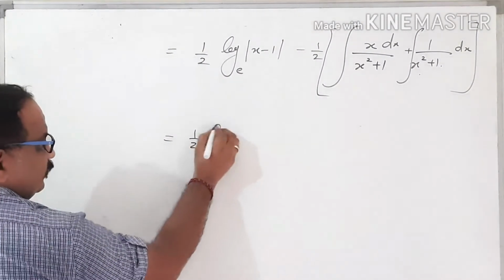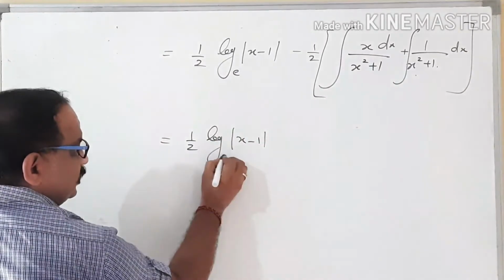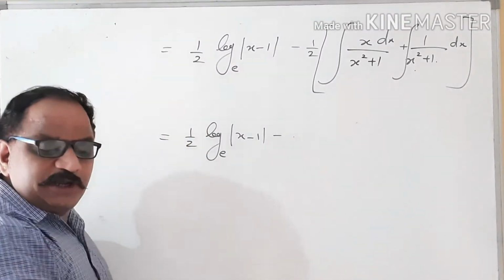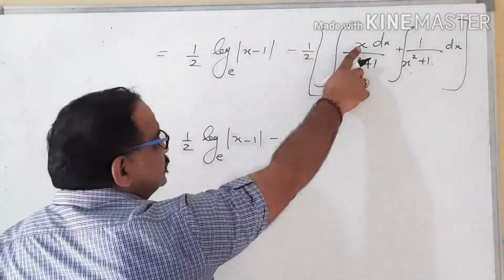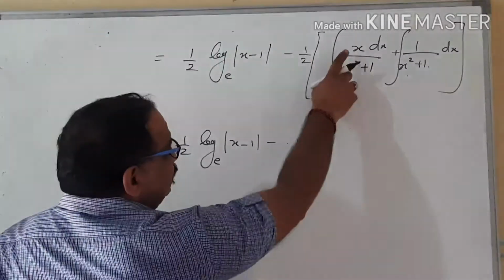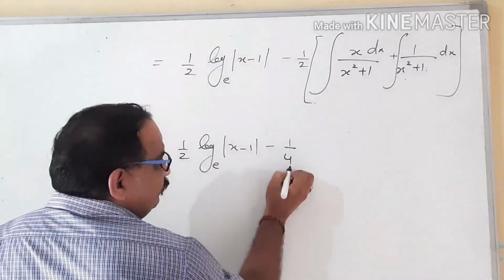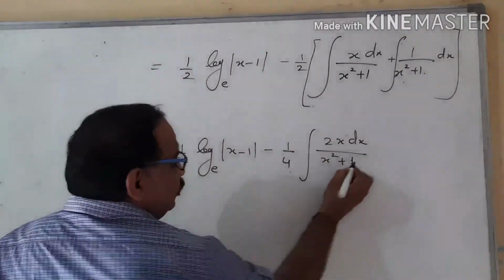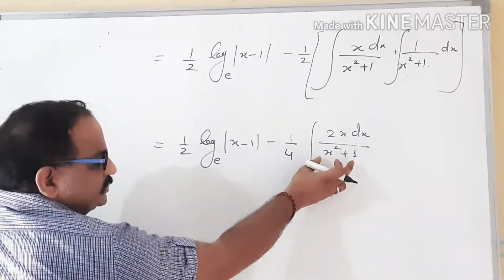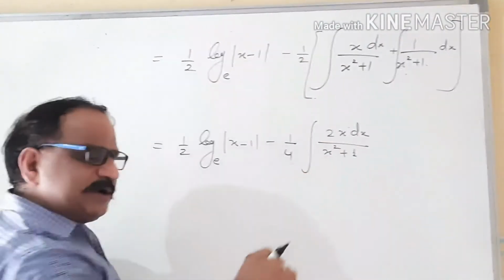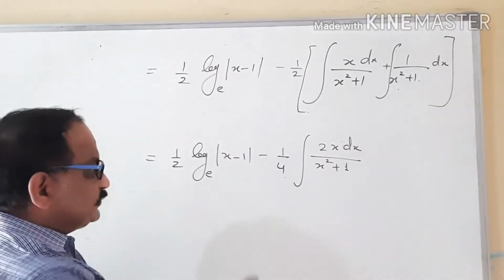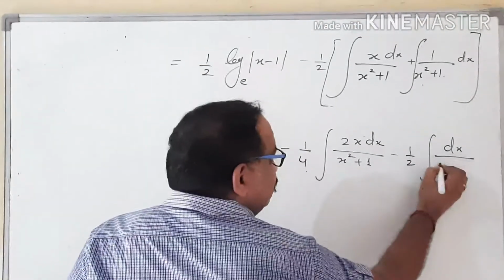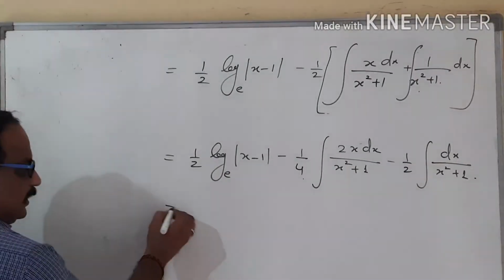So there is half, log is still there, mod of x minus 1 base e, minus. Now see, if you differentiate that portion, the differentiation comes 2x and the numerator is only x. So we should multiply with 2 and divide with 2. So there is 1 by 4 integration 2x dx upon x square plus 1. Why am I doing so? Because if the differentiation of the denominator occurs in the numerator, I can write directly the log of the denominator. That's why we did it. Minus sign, inside there is minus half and dx upon x square plus 1. And that is the conclusion.